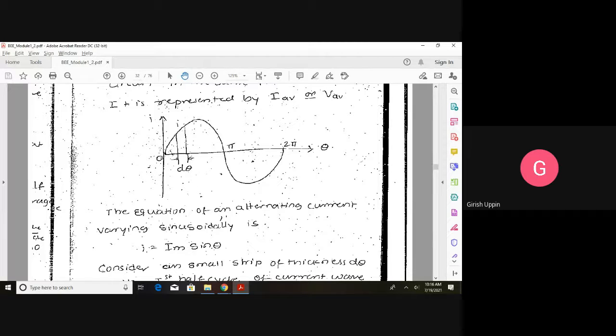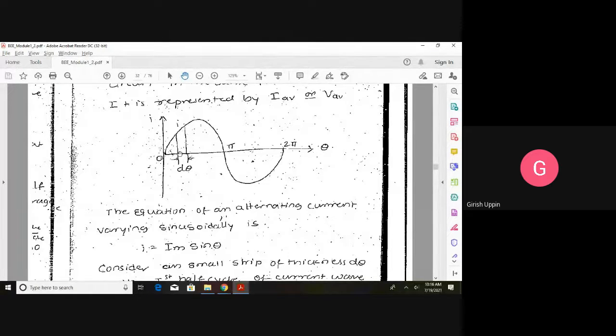How to find the area? That's why I have taken a small strip here, and you can assume this point and this point are the same. So what is the width of this rectangular strip? d theta. What is the height of this strip? i. And what would be the area of this small strip? i into d theta. So it is a rectangle, right? One side is i and the other side is d theta.